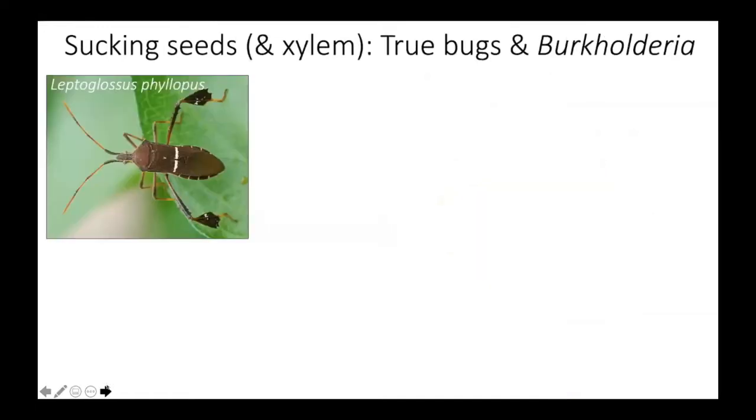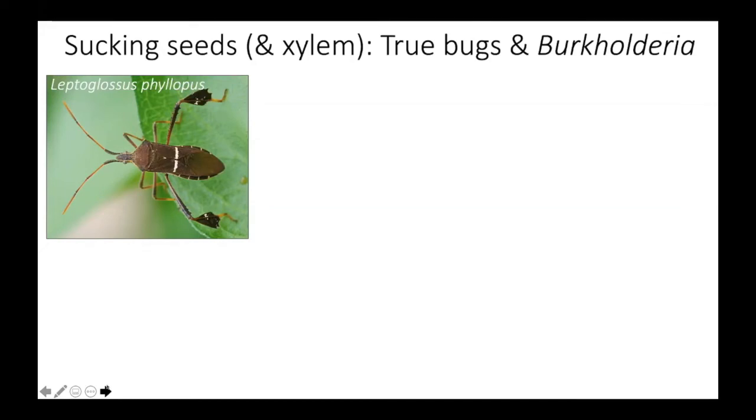Next I want to talk about one of my personal favorites as an example of a seed sucker. This is the species Leptoglossus fallopus. It's commonly called the leaf-footed bug because it's got these little flag-shaped, leaf-shaped things on the ends of its legs. They're pretty common in Texas. Many of you have probably seen them. A few of you have been really awesome and mailed me some of these live, so thank you so much for that.